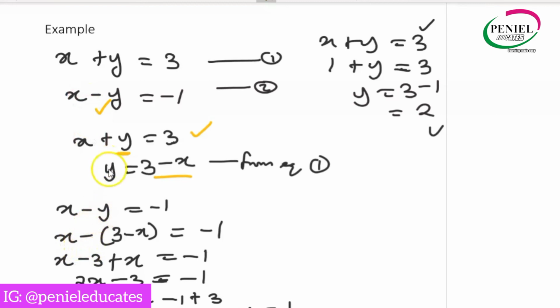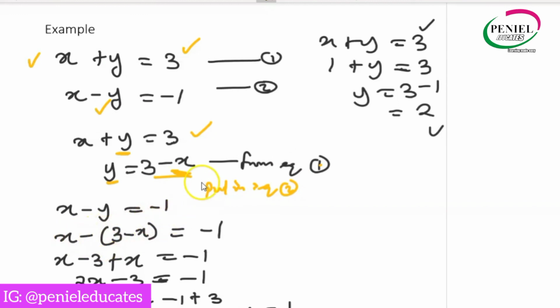Okay, let me just emphasize something. All right, if I've used my equation 1 as the subject of formula, I cannot put that subject of formula again in equation 1. So if I've used equation 1 as my subject of formula, maybe I find y now, 3 minus x from equation 1, then I just need to put this value in equation 2 and not equation 1 again. All right, so we just use this one, x minus y equal to minus 1.